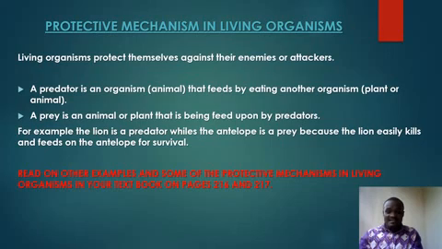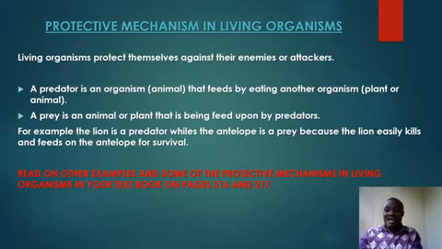And then living organisms also have protective mechanisms that they use to defend themselves from their enemies or their attackers. For example, we human beings fight to protect ourselves, to defend ourselves. So the organism that attacks another organism is called a predator. So a predator is an organism or an animal that feeds by eating another organism, that's plant or animal.